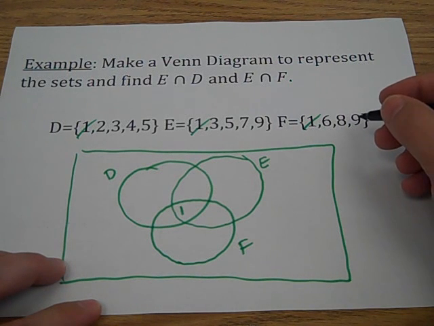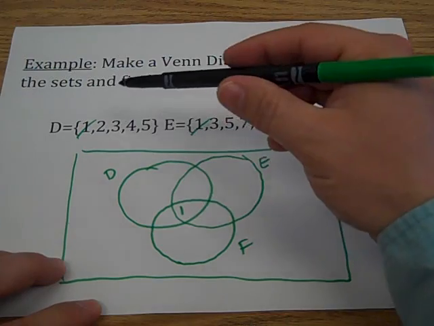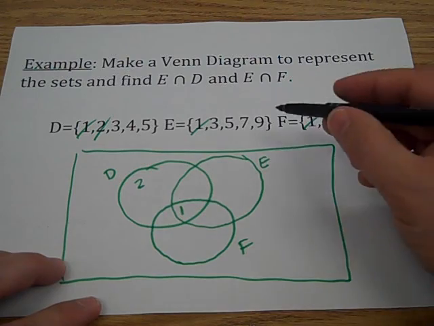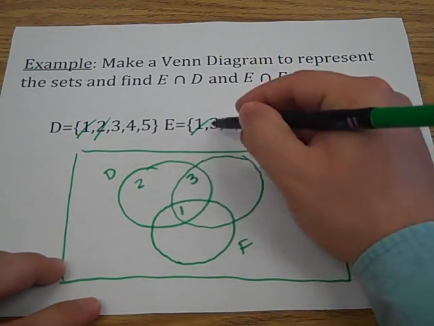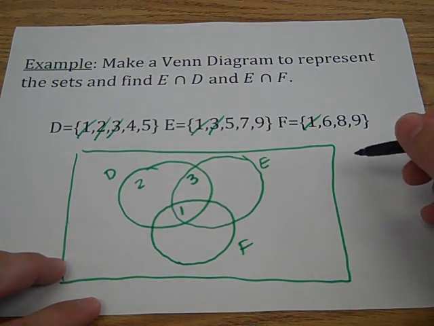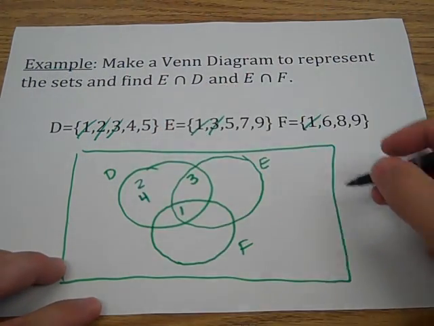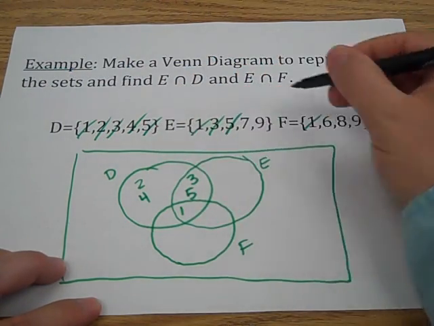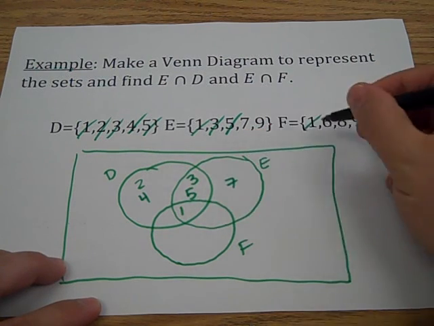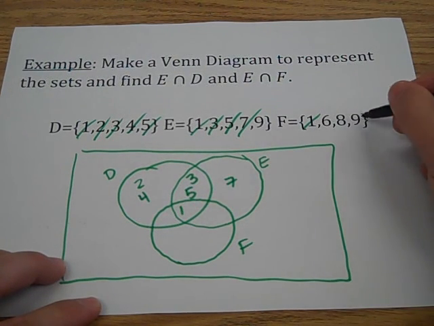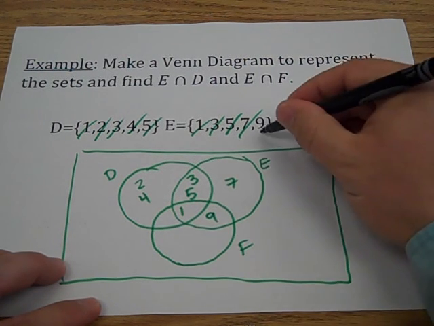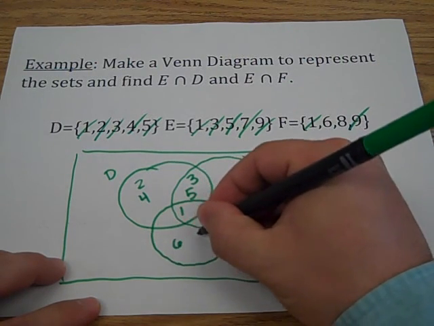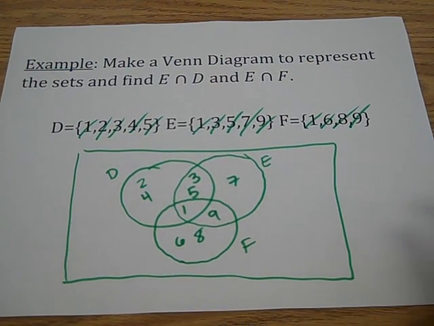I don't think there's any more. So D has a 2, nothing else has a 2. D also has a 3, and E has a 3, so that goes here where just those two intersect. D has a 4, nobody else does. D has a 5, and so does E. E has a 7. Nobody else does. E has a 9, and so does F, so that goes here where those two overlap. And then, of course, F has a 6 and an 8, which none of the other groups do.